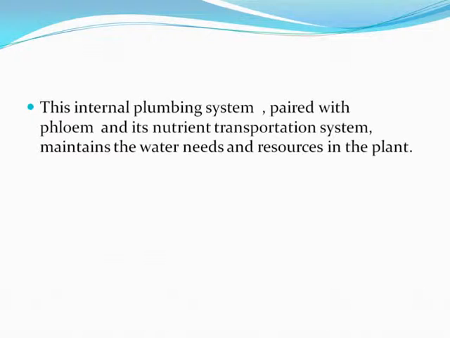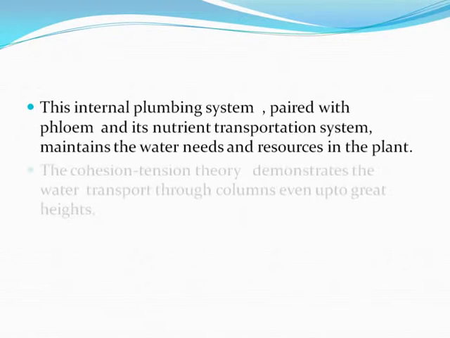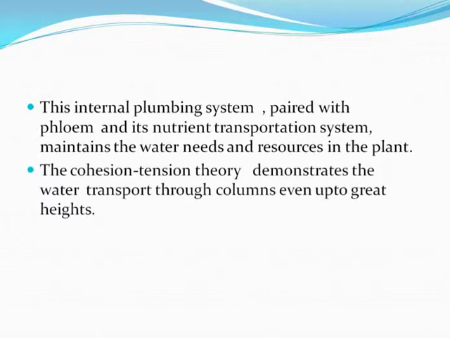This internal plumbing system paired with phloem and its nutrient transportation system maintains what? It maintains the water needs and the resources in the plant. If even a small part of the plant is devoid of this particular system, then that part dries up and eventually we see that the whole plant is drying up. The cohesion tension theory demonstrates that the water transport through columns goes up to great heights.